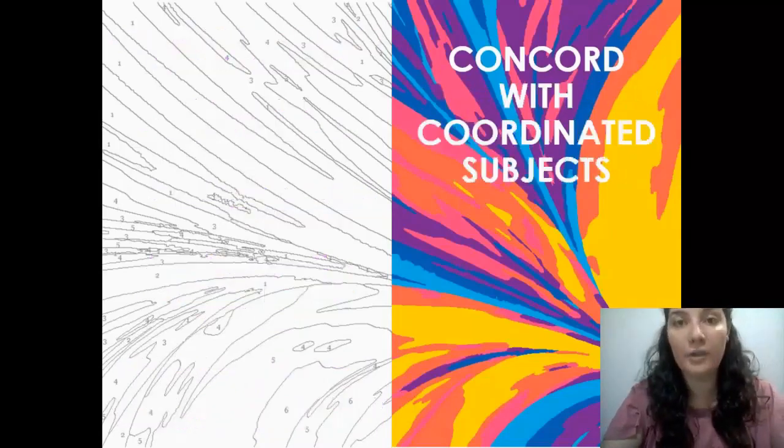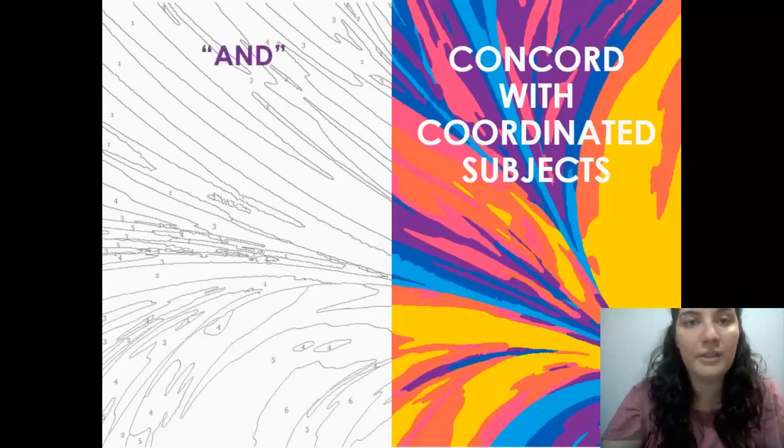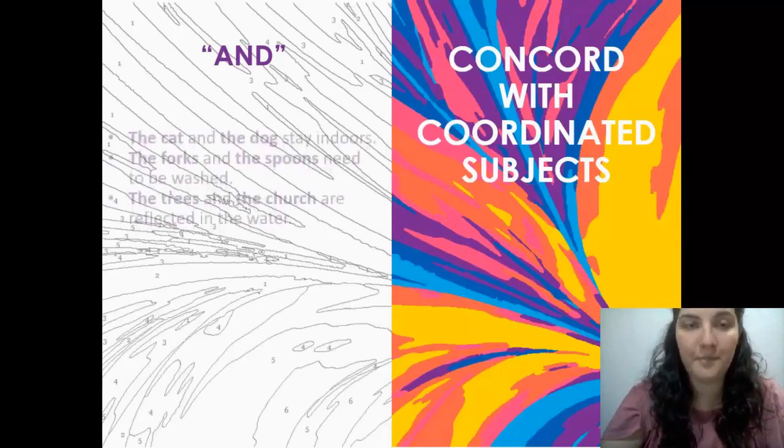In the case of coordinated subjects, concord varies according to the ideas conveyed within these subjects and the choice of coordinator. Subjects coordinated by the word and suggest a plural reference, so they take a plural verb, no matter if the subjects are equal in number and person or if they are different.